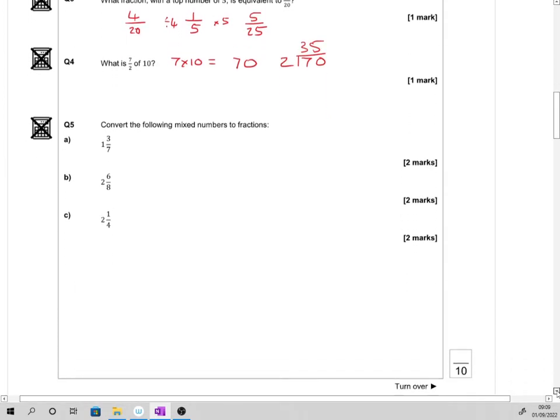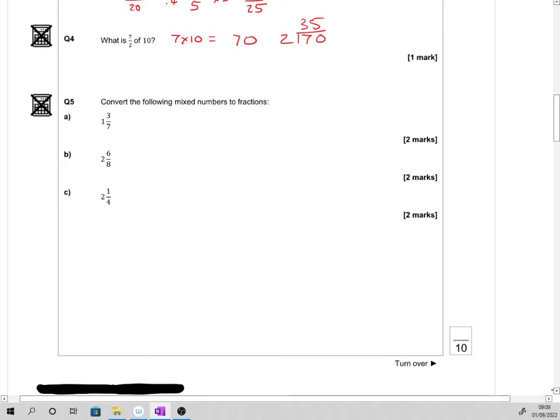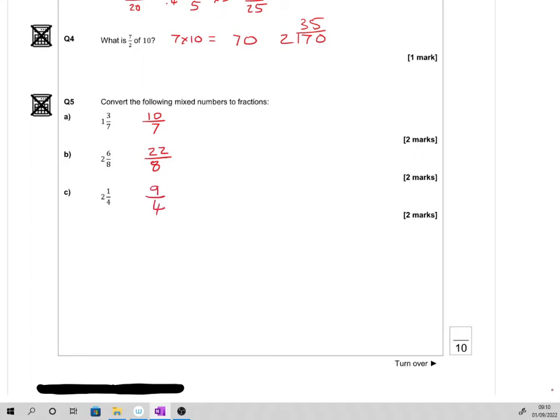Convert the following mixed numbers to fractions. Okay, so we do the bottom times the big number and then add the top. So 7 times 1 is 7, plus 3 is 10, 10 over 7. 8 times 2 is 16, plus 6 is 22, so it's 22 over 8. It's not asking us to simplify, so we'll just leave it at that. 4 times 2 is 8, plus 1 is 9 over 4.